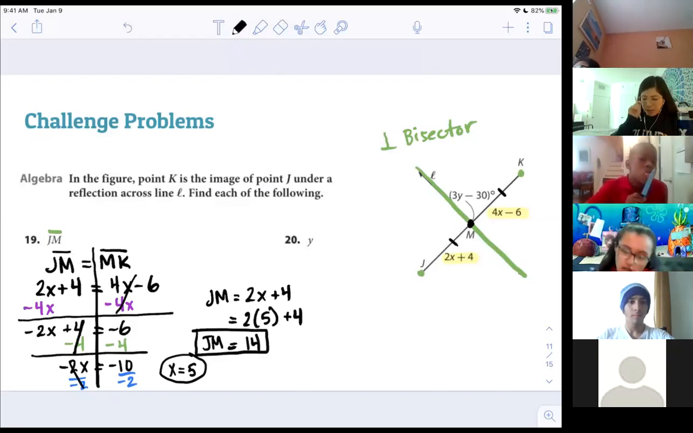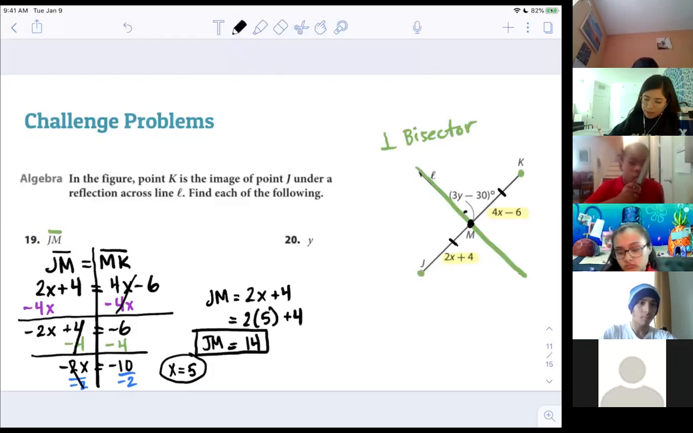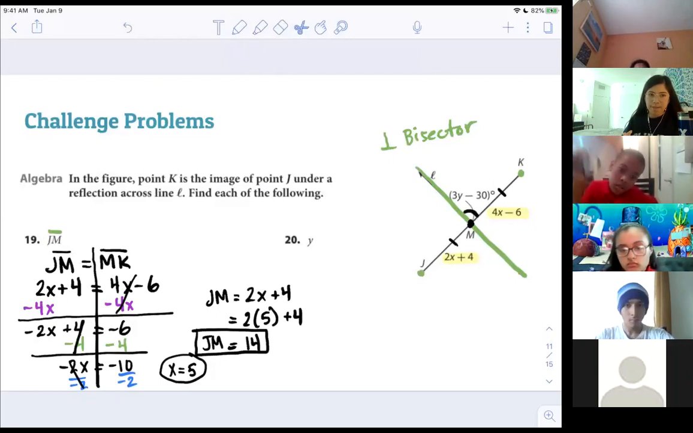All right, now let's do the other one. Now we need to find the value of y. It's kind of hard to see what this is pointing to, but in the diagram, it's telling you that this right here, that angle, is 3y minus 30. Well, what do we know about that angle based on what we know about perpendicular bisectors?